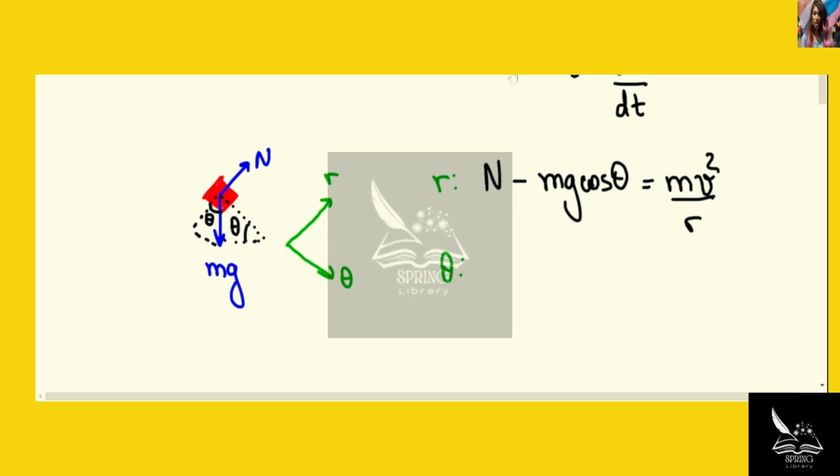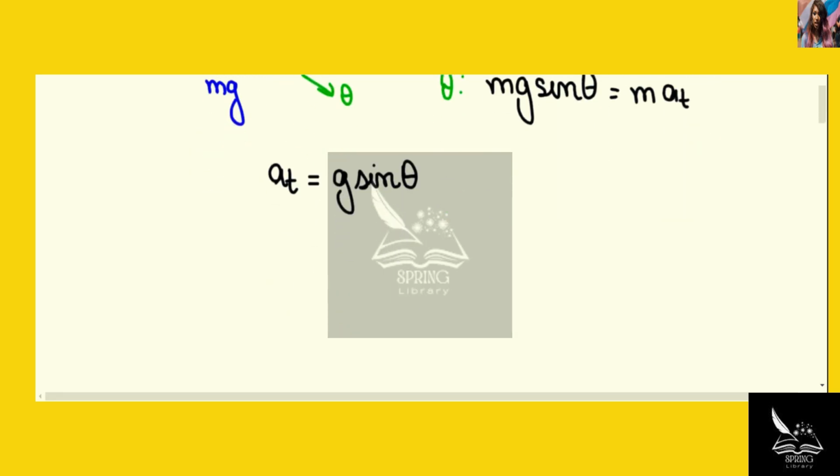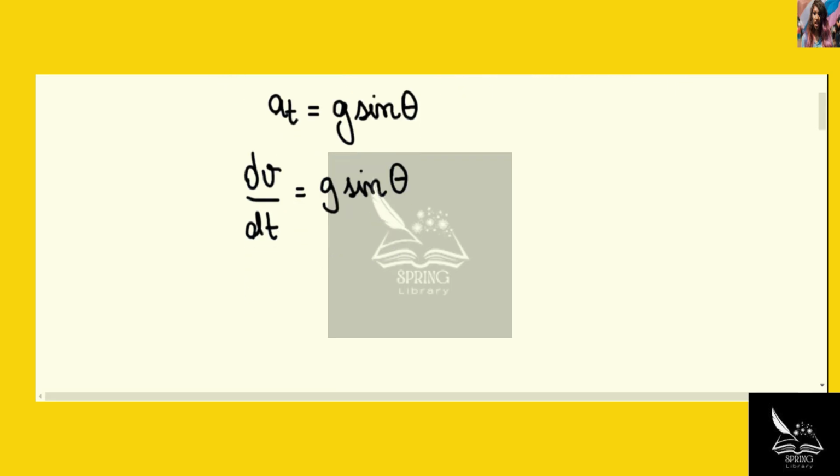In the theta direction, we have mg times sine of theta, and this is equal to m times the tangential acceleration. So this means that the tangential acceleration is g times sine of theta. Now remember that the tangential acceleration is dv/dt, so dv/dt is g sine theta. I'm going to multiply both sides by v, so I have v times dv/dt is equal to v times g times sine of theta.